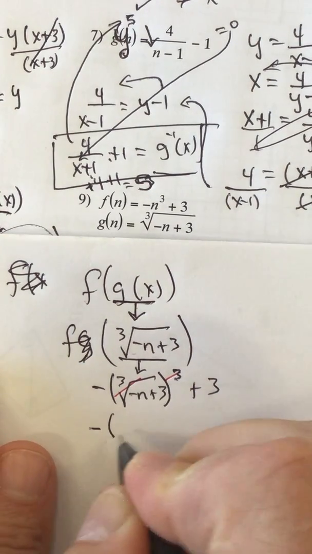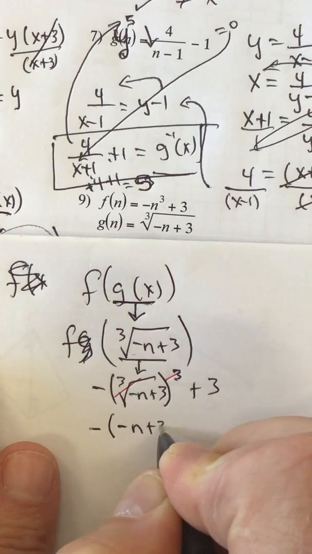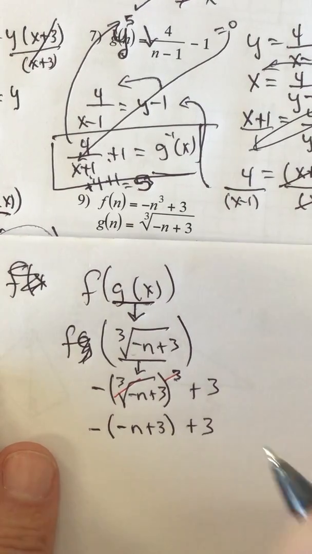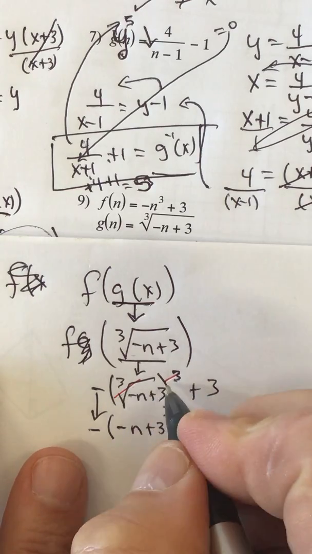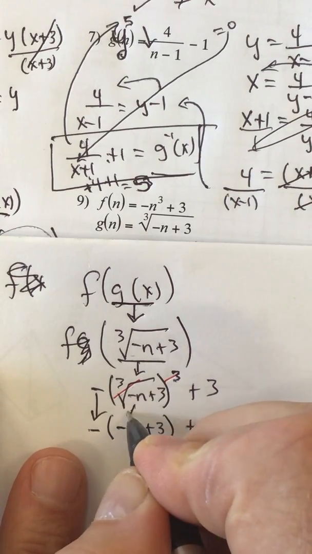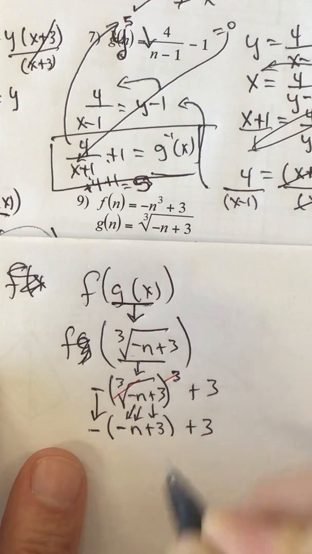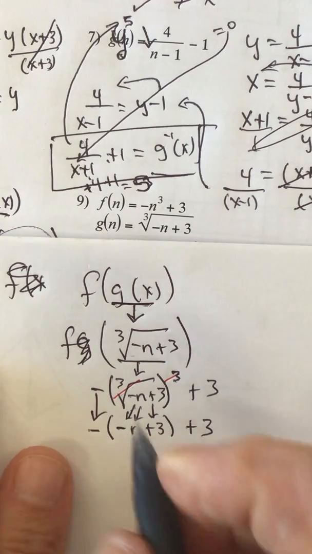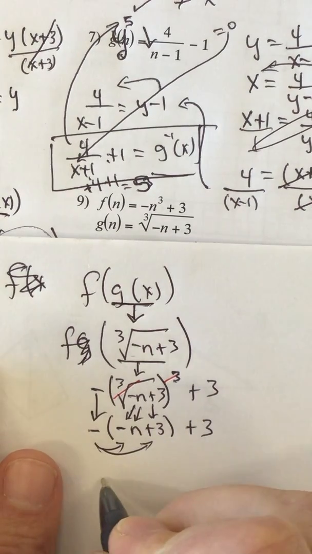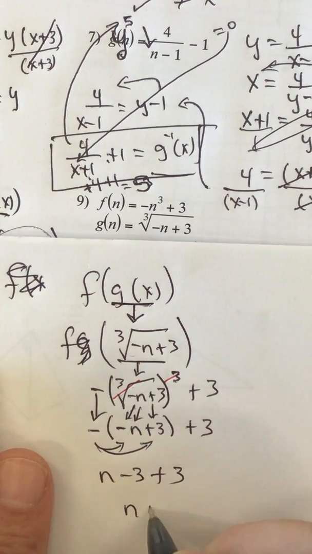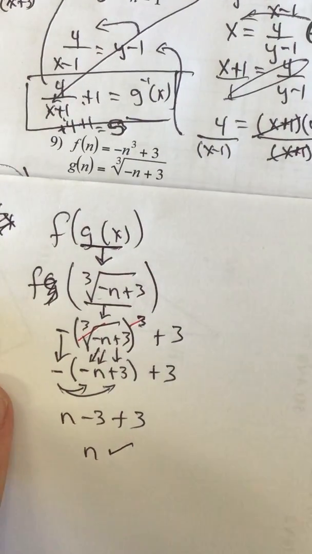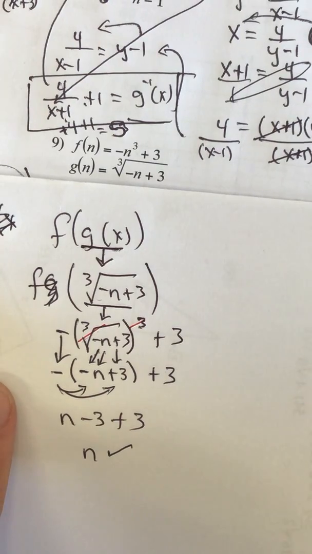So I have a negative on negative n plus 3. See, that negative is still there. And then the root and the power cancel out, so everything that was in there is still there. Okay, now this negative is going to go in there. So I have n minus 3 plus 3, which equals n. So that one worked. So far this is a yes.